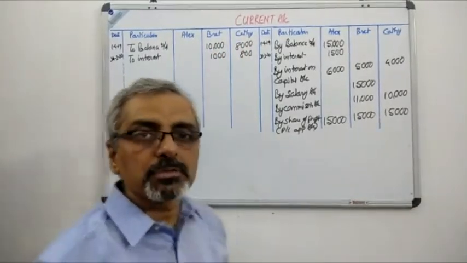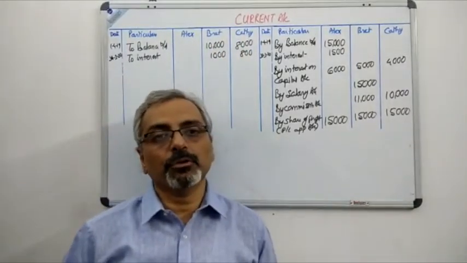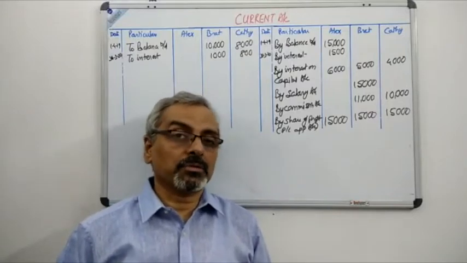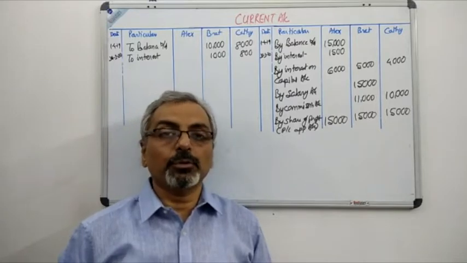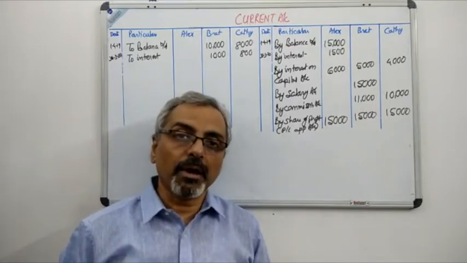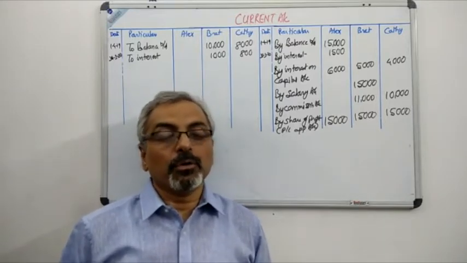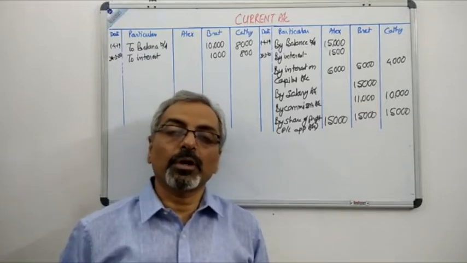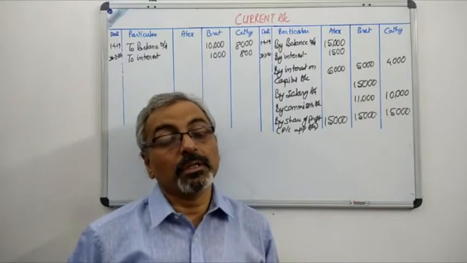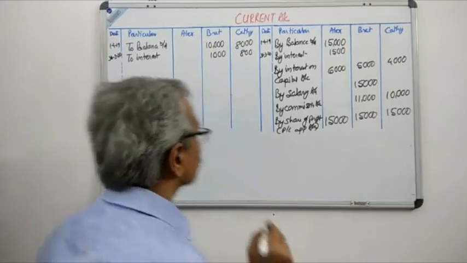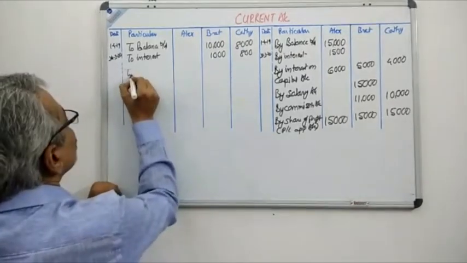If you remember, there was drawing. All the three partners have withdrawn money on a monthly basis. The first partner, that is Alex, had withdrawn 2,500. Therefore, the total drawing was 30,000. The second partner had actually drawn the amount of 3,000 per month. Therefore, the drawing was 36,000. The third partner had drawn 2,000 per month. That was 24,000. First, let us enter that. So, to drawings.